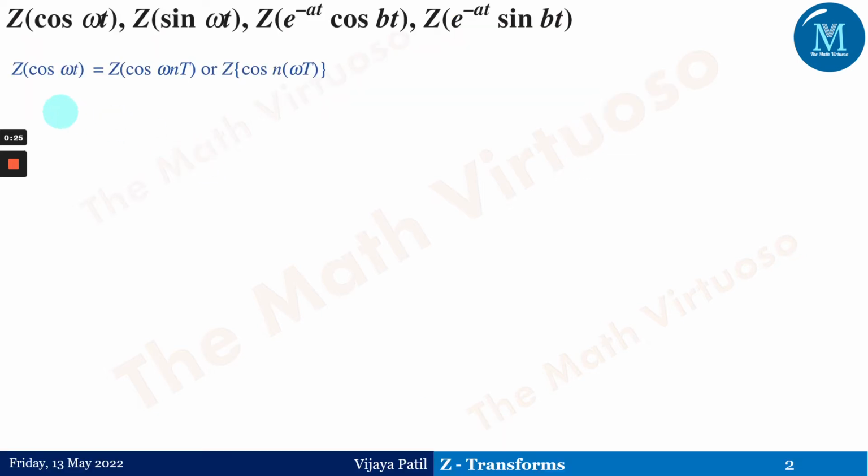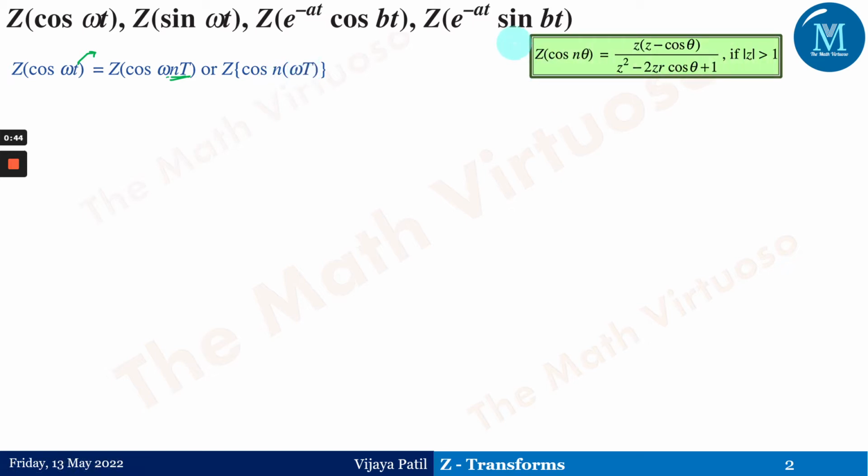Now, if you observe here, the Z transform of cos of omega t is nothing but the Z transform of cos of omega n t. We have already seen that small t can be written as n into capital T. Again, we have already seen one of the standard functions: the Z transform of cos of n theta is equal to z into z minus cos of theta upon z square minus 2z cos of theta plus 1, if mod of z is greater than 1.